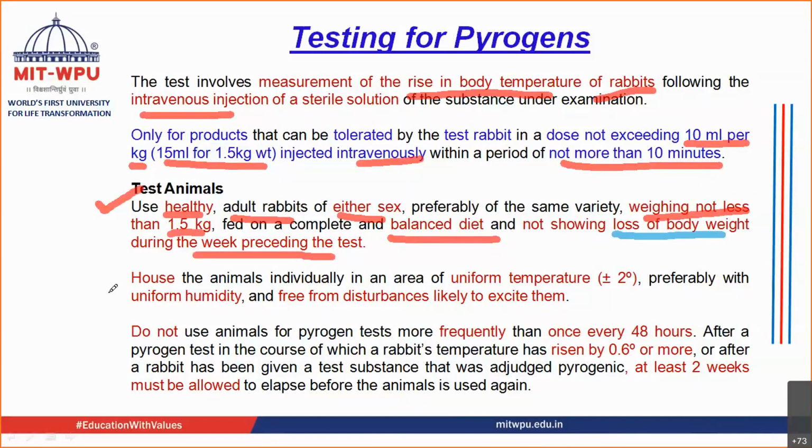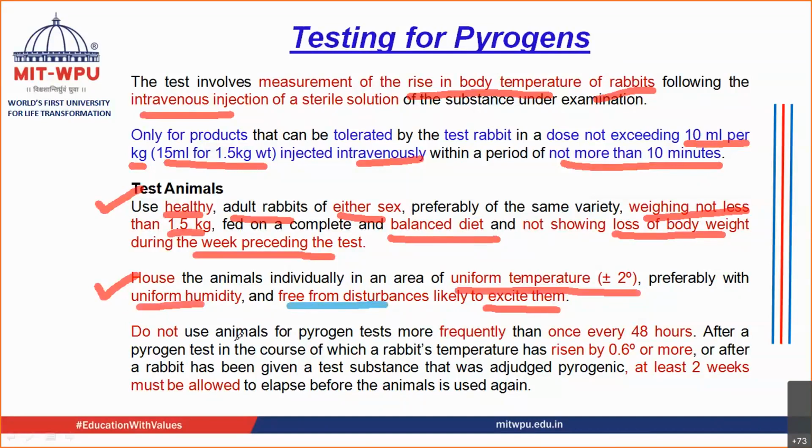How are you going to house your animal? The house of the animal, wherever you are keeping your animal, should have uniform temperature. There should not be any fluctuation in the temperature. The temperature should range within plus or minus 2 degrees Celsius, right? And secondly, it should also have uniform humidity, and it should be free from disturbances which are likely to excite them. So they should be kept in uniform temperature, uniform humidity, and free from disturbances.